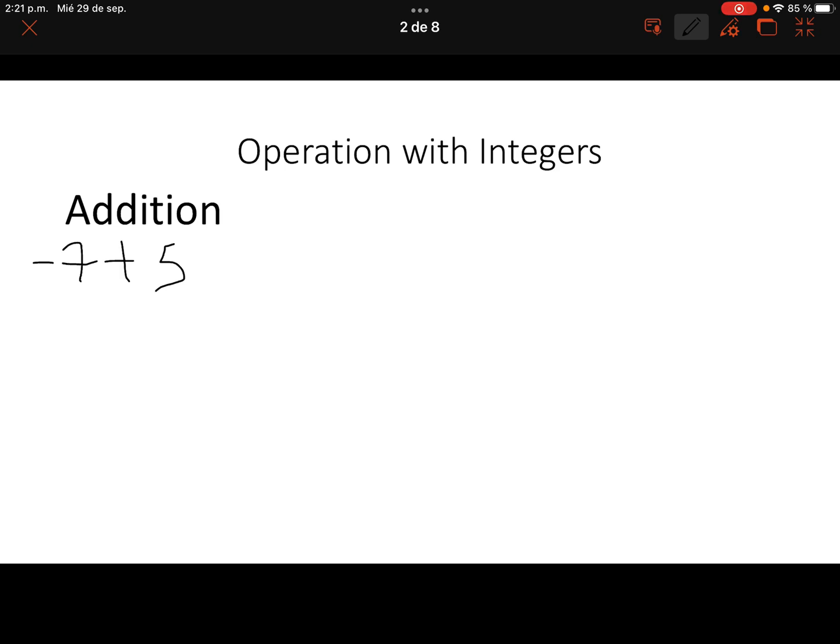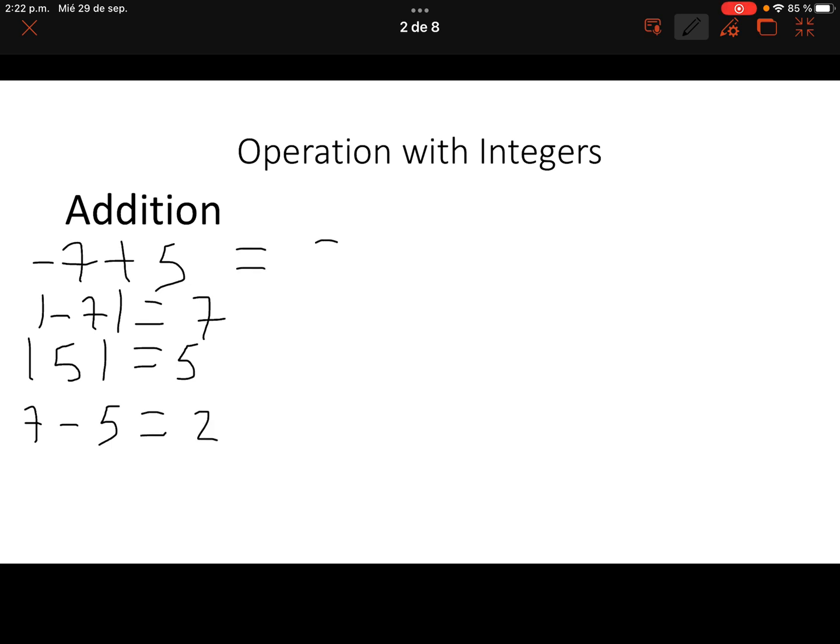The process to add here is similar to the first case. First, we have to find the absolute value for each number. The absolute value of -7 is 7, and the absolute value of 5 is 5. That first step is exactly the same. Step number 2 is different, because with different signs, we have to subtract the greatest absolute value minus the smallest. Then 7 minus 5 is 2. Then the answer is going to be 2.